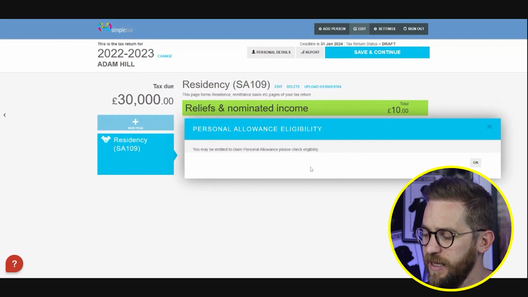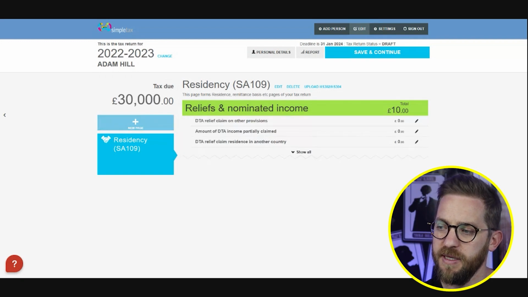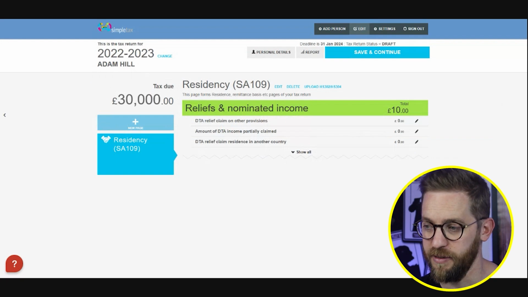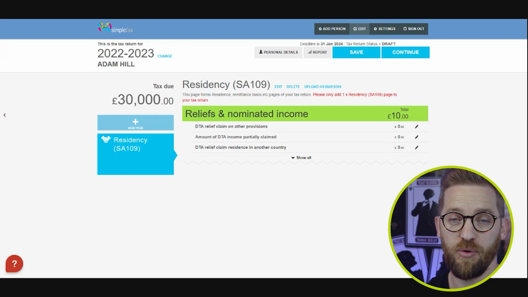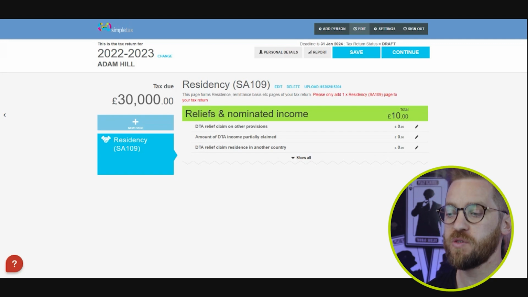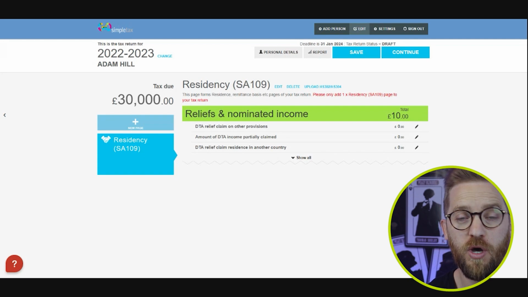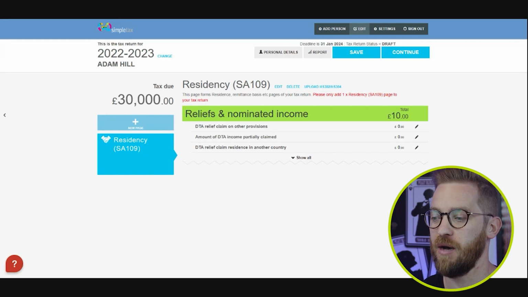And you can see immediately it's telling me you may be entitled to claim personal allowance. Please check your eligibility. Okay. But what you can see here is that £30,000 remittance basis charge is being applied automatically by the software. Now, if your only reason to complete the tax return was to claim that remittance basis and you didn't actually have any income to declare, then those would be the only entries required. However, in reality, as we already know, UK arising income is taxed in the usual way, so most likely you're going to have some other income to declare.